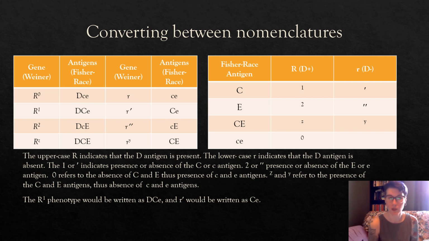Because in the blood bank, we do use this terminology a lot. We actually organize our units according to if they're R1, R1, R2, R2, RO, RO. So you should know this terminology.